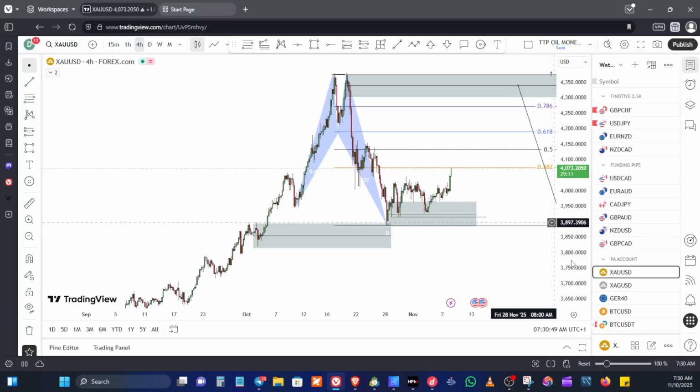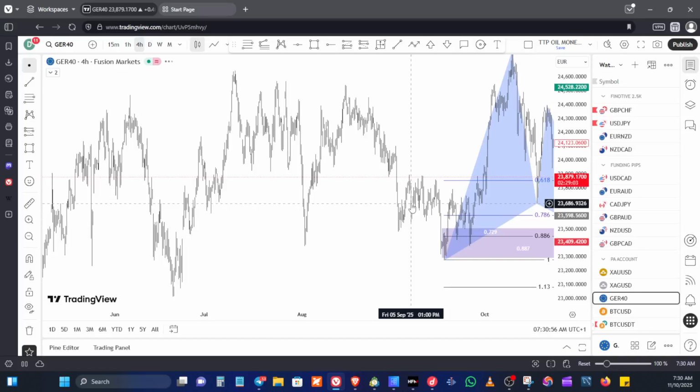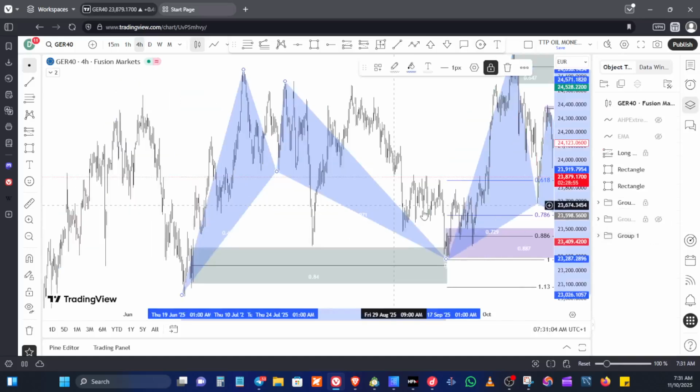So that was in the month of September, which I shared with everyone, and I know most of you were able to make crazy profit from this setup that played out in September. Yeah, it was a very crazy move on German Index 40.